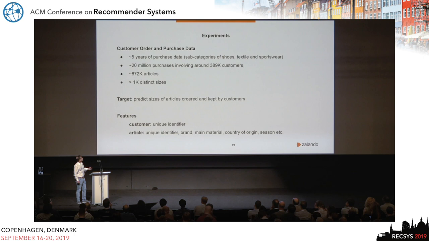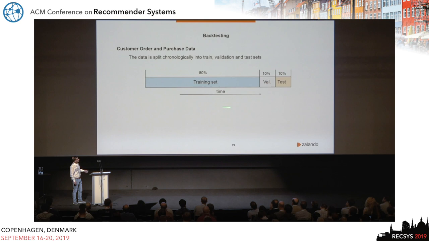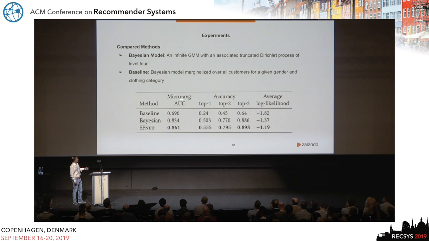Now I'm going to go to the proprietary data, where you see we have a big dataset with many more interactions and many more sizes. We do backtesting, so we train on past data, validate, and then predict the future. Here we compare to the Bayesian method that we published last year at RecSys. In terms of AUC, accuracy and likelihood, we outperform the Bayesian approach.